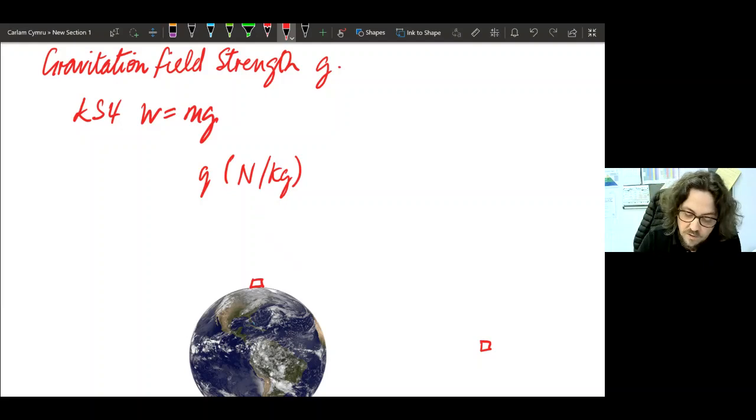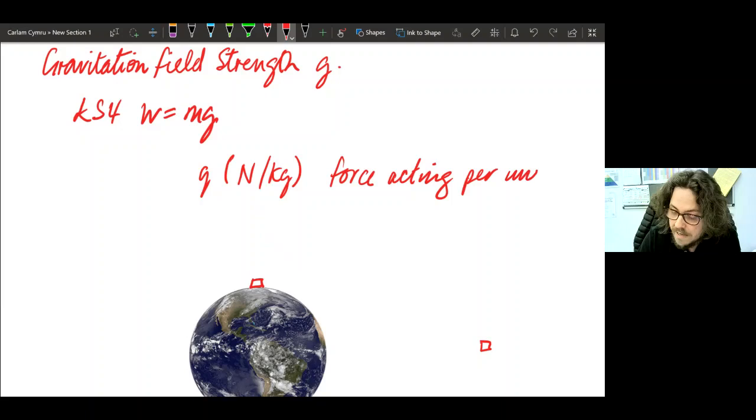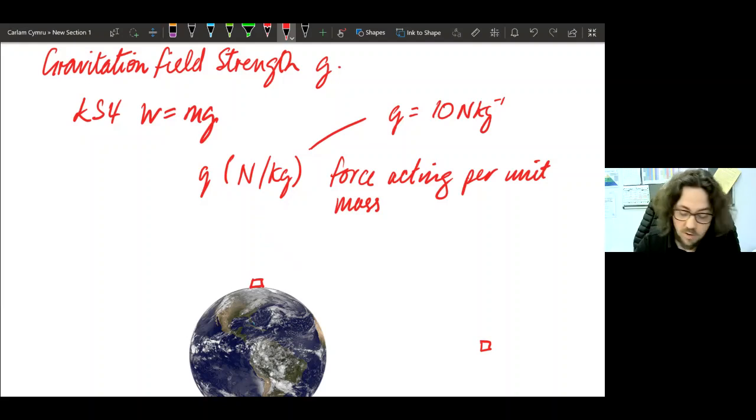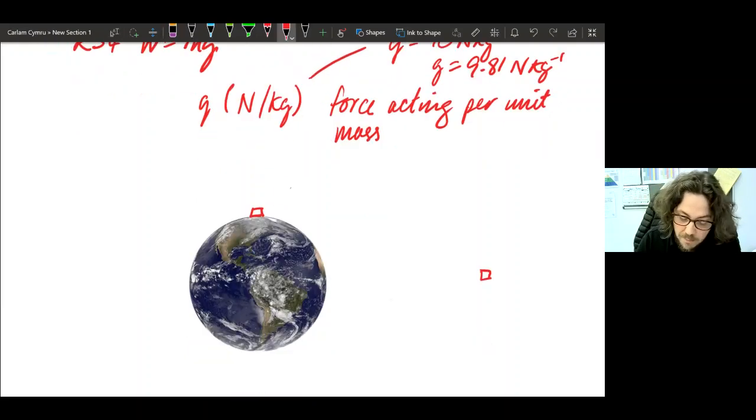It tells us the force acting per unit mass. Now, in most cases, that will be a kilogram, the force acting per unit mass. You might recall from last year that on Earth, g is 10 newtons per kilogram. At A level now, you'll already be familiar with the fact that actually g is more like 9.81 newtons per kilogram. What that essentially means is that if I have a 1 kilogram object on the Earth's surface, it will have a weight equal to 9.81 newtons.